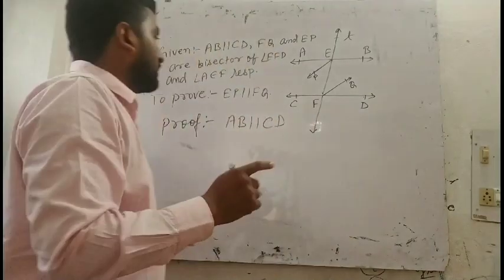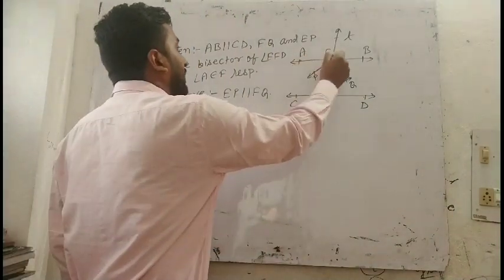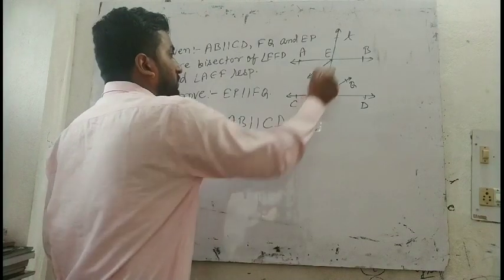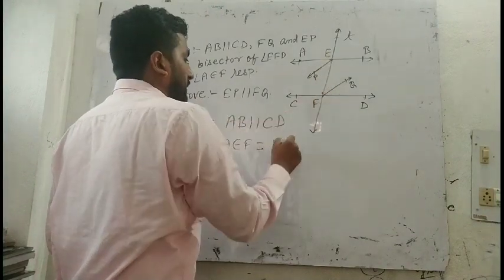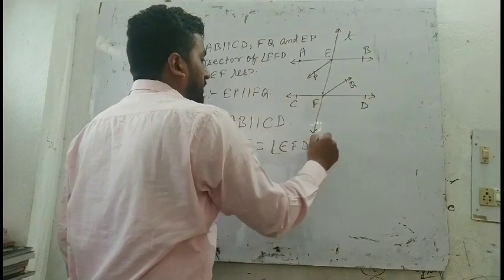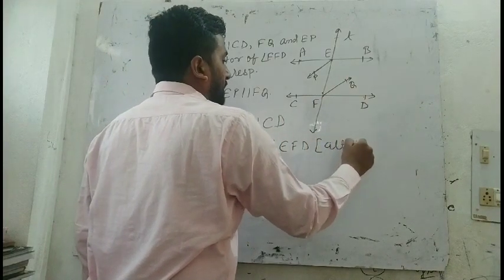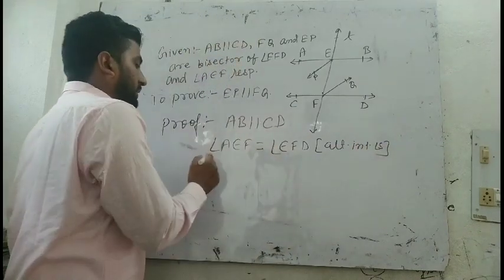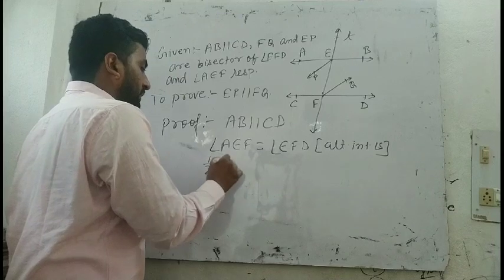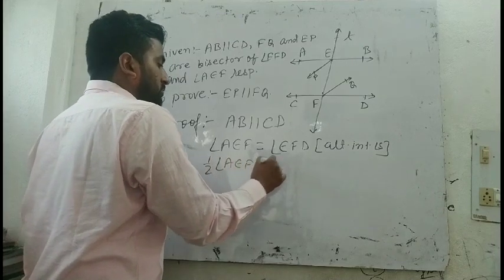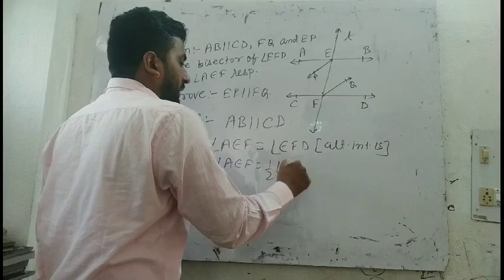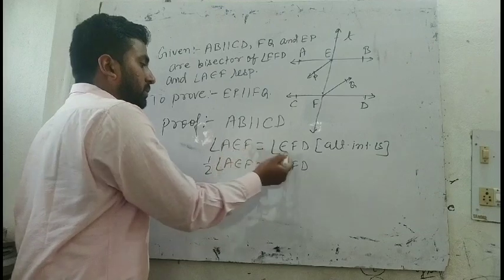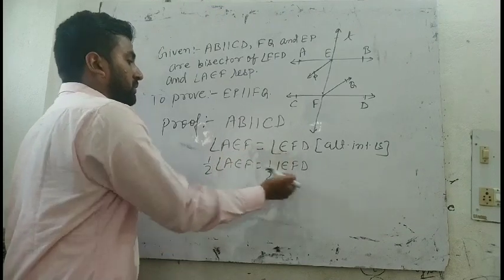Okay, AB is parallel to CD. So angle AEF is equal to angle EFD by alternate interior angles, and half of AEF is also equal to half of EFD. If this is equal to this, then half of this and half of this will also be equal.